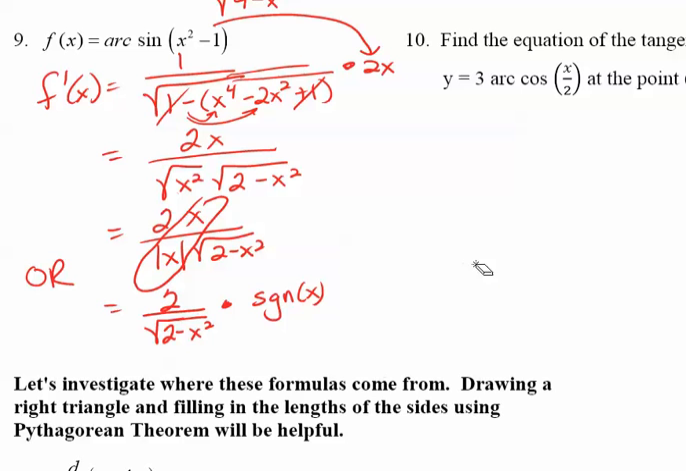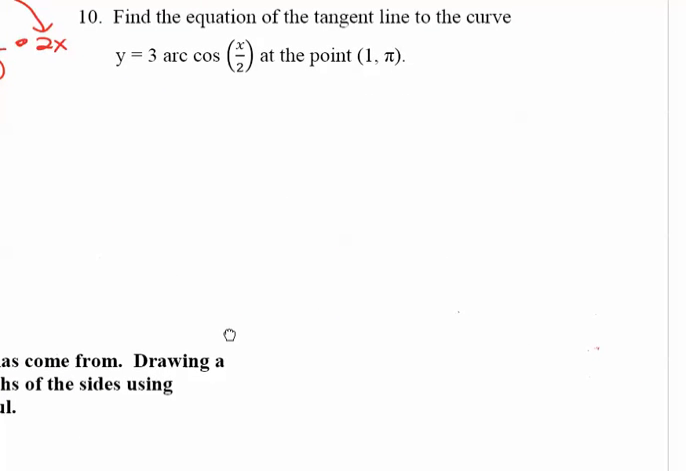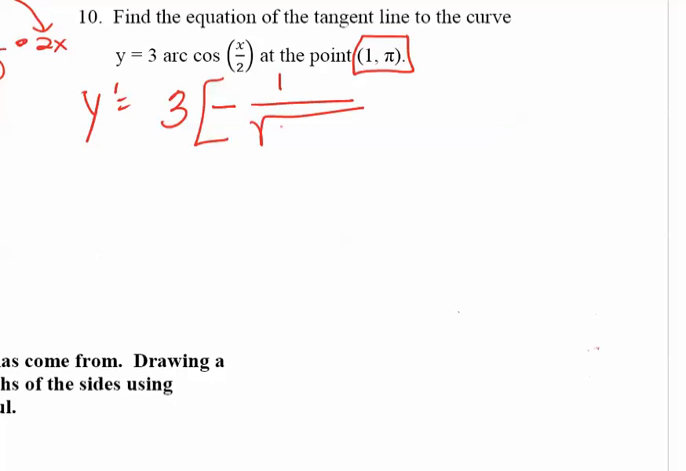All right, let's proceed with finding the equation of a tangent line. So we've got our point of tangency given for us, but we now need the slope. So the derivative of arc cosine, I'm going to leave this 3 out in front of our derivative. The derivative of arc cosine is a negative 1 over the square root of 1 minus the glob squared. So I'm going to square that x over 2 right away. And then a chain rule. The chain rule on x over 2 would just be a 1/2.